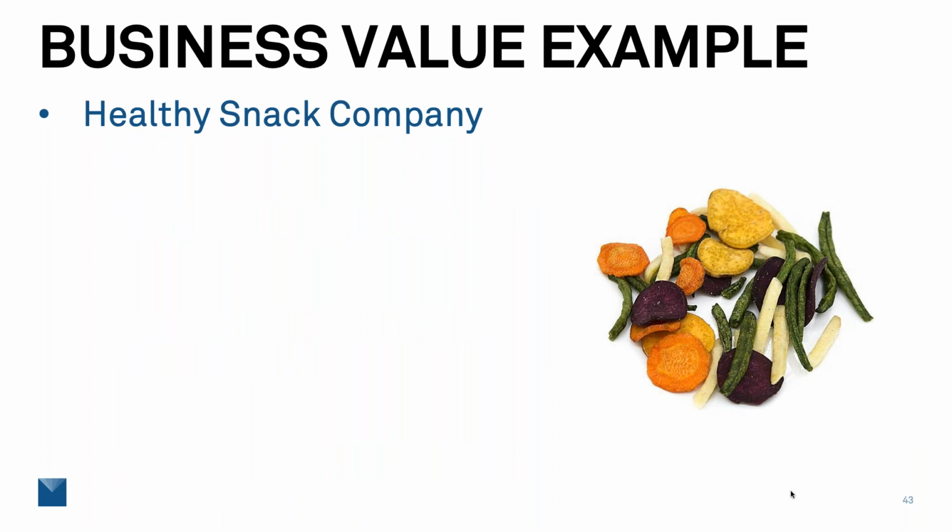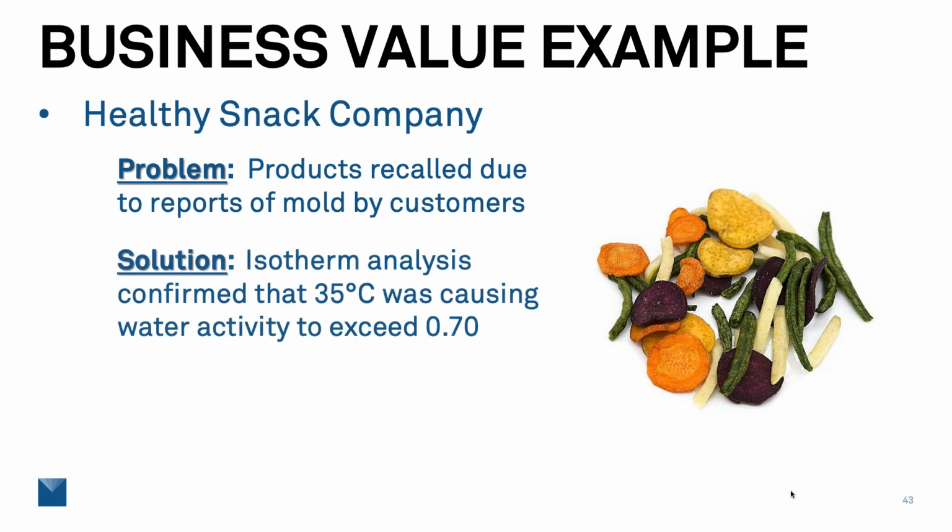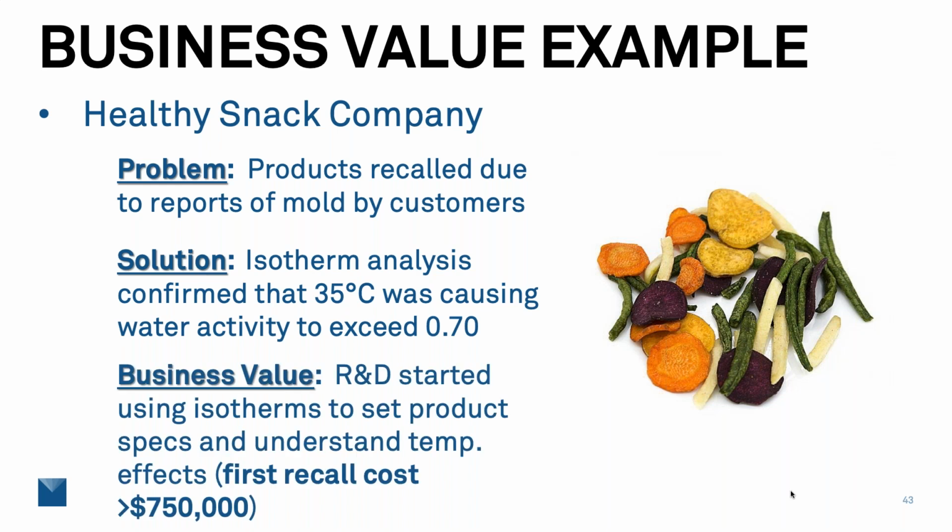The next example is for a healthy snack food company. This company was having a recall due to mold complaints by their customers. So we looked at this product and in doing an isotherm analysis, we were able to see that a temperature around 35 degrees Celsius was actually causing the water activity to exceed 0.7. So if this company would have used isotherms before, they could have really understood the relationship between water activity and temperature. So now this company is using isotherms to set their product specs and also understand exactly what temperatures they need to avoid. This first recall cost about $750,000, and this is something that would be completely preventable if the R&D team would have had these insights ahead of time.